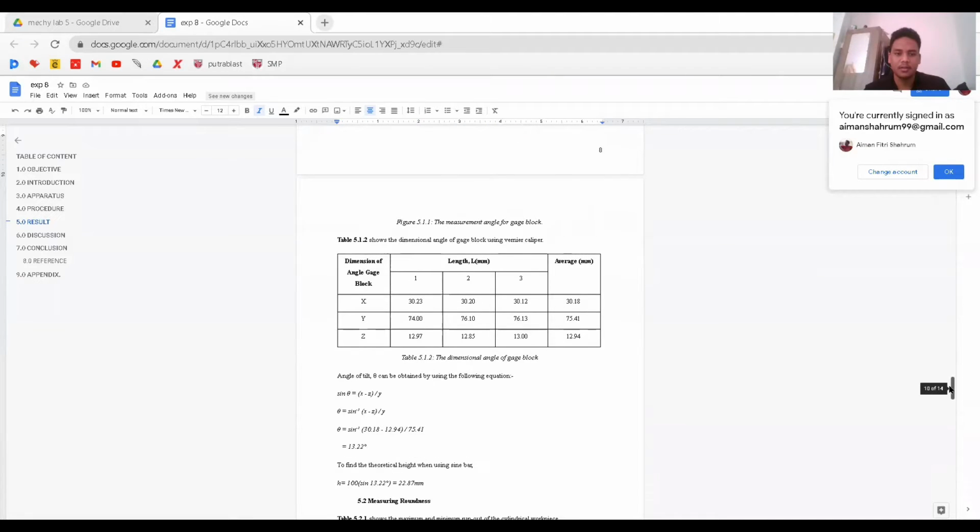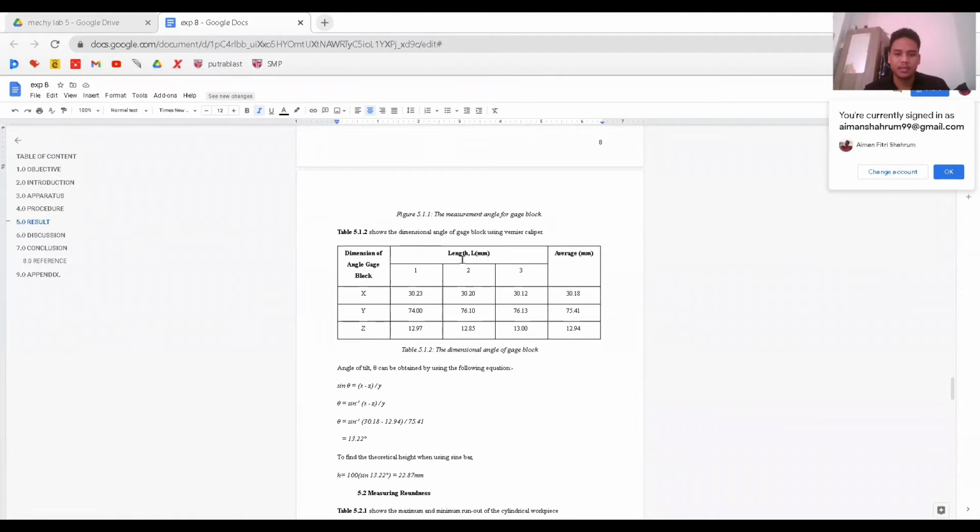From this table, we can see the dimensions of the gauge block using a vernier caliper. We have 3 dimensions that we have to acquire: X, Y, Z. For the length of X, Y, Z, we take 3 readings and get the average. For X, we get 30.18. For Y, we get 75.41, and for Z, we get 12.94.